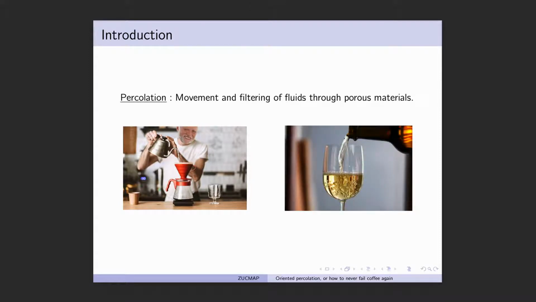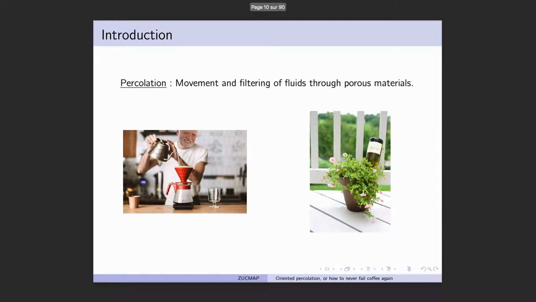Sorry, it does not seem to be the right picture. Yeah, okay, perfect. So, you know, there's been a bit of a bashing of French wine in the history of ZUCMAP, so I had to re-establish some truths.